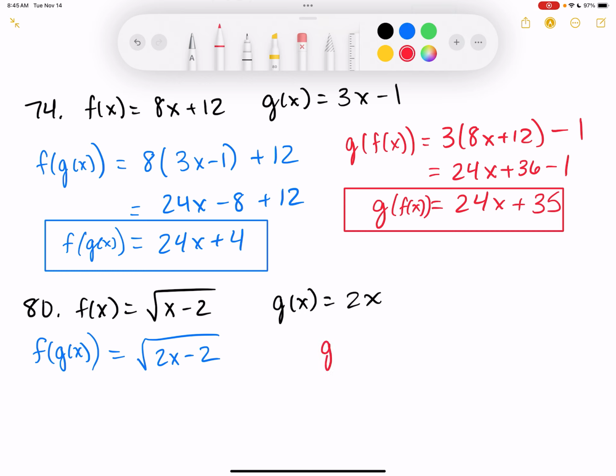G of f of x, I'm going to take this square root and plug it in for x over here. So this is going to be 2 times the square root of x minus 2. And that's it.